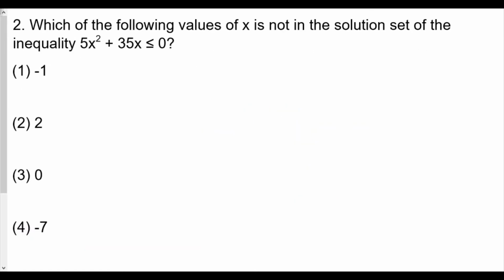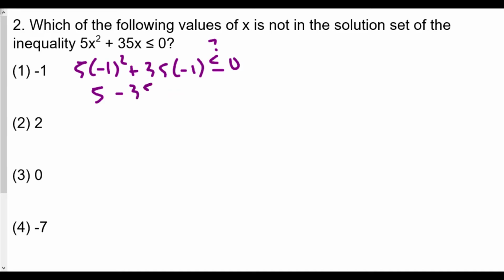Number 2. Which of the following values of x is not in the solution set of the inequality 5x squared plus 35x is less than or equal to 0? We can plug in numbers, and we'll see how it works out. So we plug in -1: 5 times -1 squared plus 35 times -1. Is that less than or equal to 0? Well, this becomes 5, because -1 squared is 1 times 5 is 5. But 35 times -1 is -35. That's equal to -30, which is definitely less than or equal to 0. The key thing is "not," so it can't be this one.